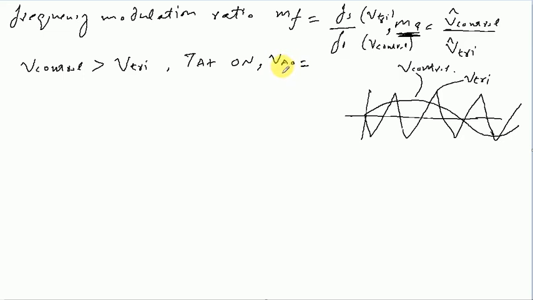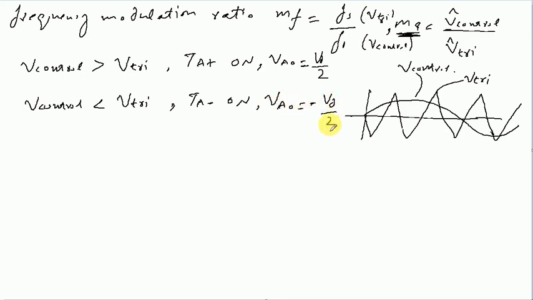If you remember, we had labeled some particular points as A and O, so it is basically the potential difference across those two points. That would be equal to VD by 2. When the situation is opposite, that is, when V control is less than V triangular, so the amplitude of the control signal is less than the triangular signal, then TA will be off, or you can say the other switch, sorry, this one, will be on. In this case, the value of the output signal will be minus VD by 2.